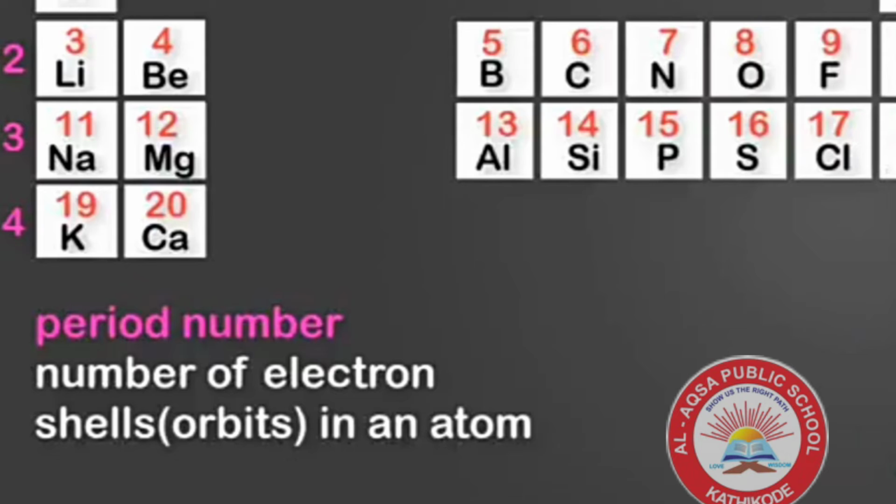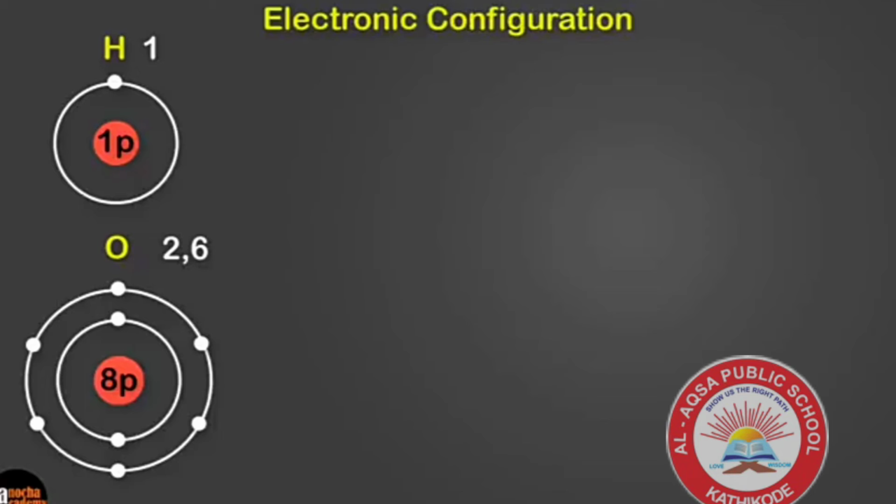In the modern periodic table, period number is equal to the number of electron shells or orbits in an atom. For example, hydrogen is the first element and its electronic configuration is 1, and it contains only one shell. That means it is included in the first period.